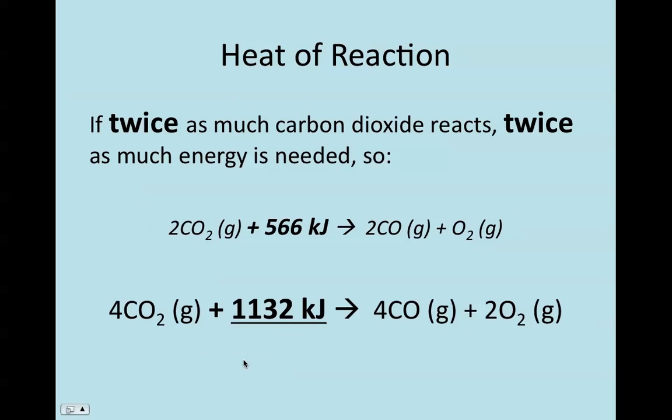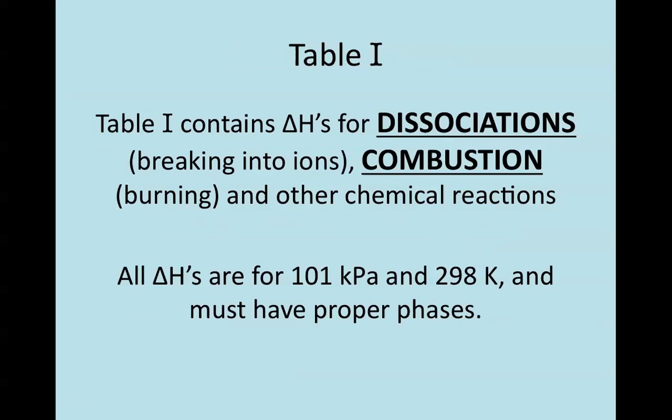Now, if I want to double how much carbon dioxide reacts, I'm going to then have twice as much energy. So I originally have 2 moles of CO2 that's absorbing 566 kilojoules. If I double my coefficient to 4, so I've multiplied 2 times 2, I also have to do the same thing to my energy. We've talked in a previous unit about how whatever we do to one coefficient, we do to the rest of the remaining coefficients. We also have to follow through and complete that same multiplication or division to our energy amount.